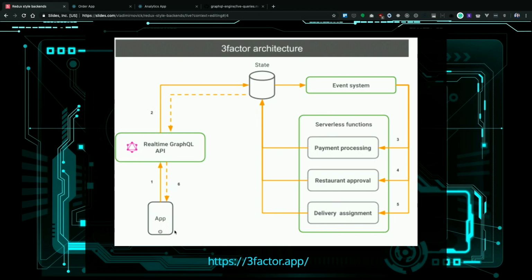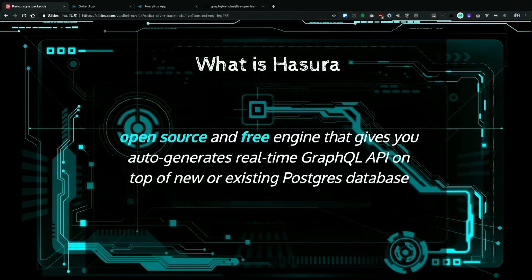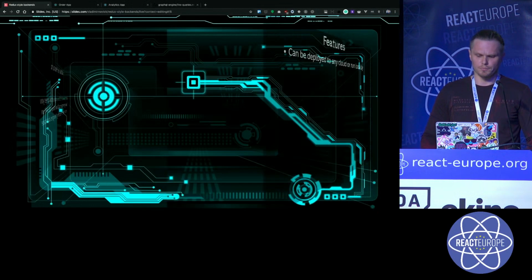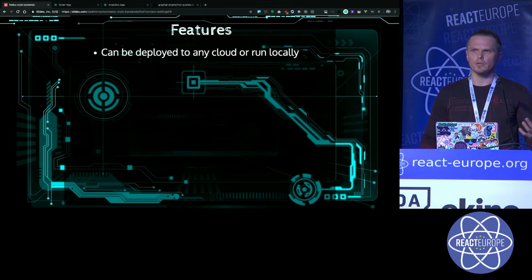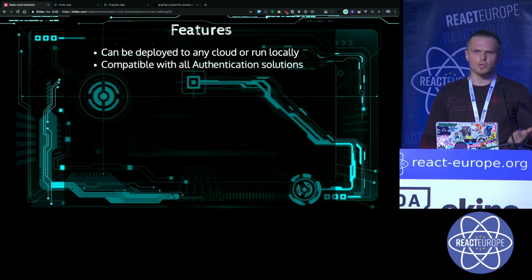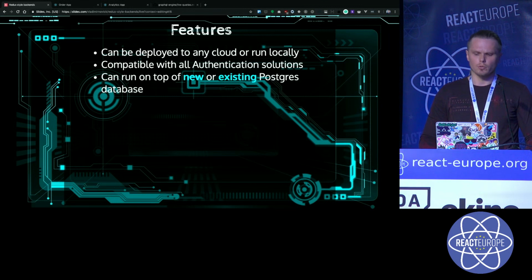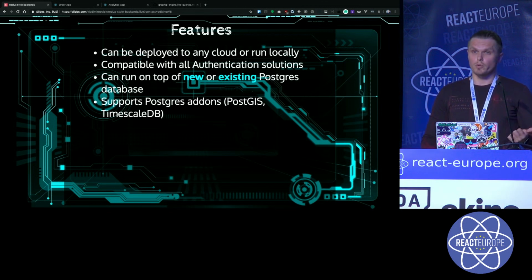Now the question is how we can do that, and there are several solutions. One of them that I want to show you is Hasura. It's an open source and free engine that gives you a GraphQL API on top of your Postgres. It will generate a GraphQL API out of even your existing Postgres, not only a new one. It's cloud agnostic, so it can basically run in any Docker container anywhere. And it's compatible with all auth solutions such as JWT or webhooks or others. I already mentioned it can run on top of new and existing Postgres. It also supports Postgres add-ons such as PostGIS and TimescaleDB.